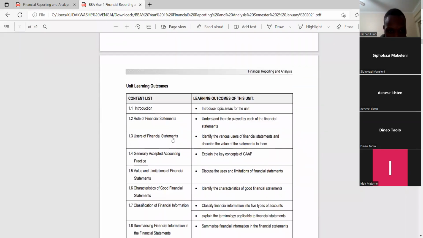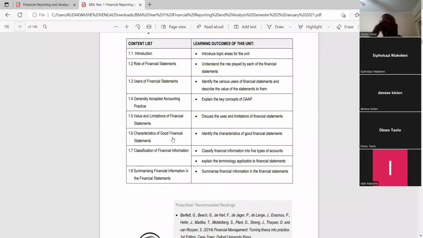So I just wanted you to see, so that if you're following through the study module, you know where we are. Right. So you can see the first thing, role of financial statements, and then users of financial statements, generally accepted accounting practices, the value and limitation of financial statements, characteristics of good financial statements, classification of financial information. This is what I'm talking about. That's very, very important. Once you understand that, you find everything else will be easier.